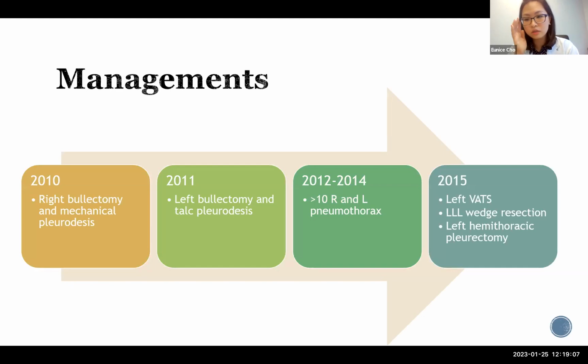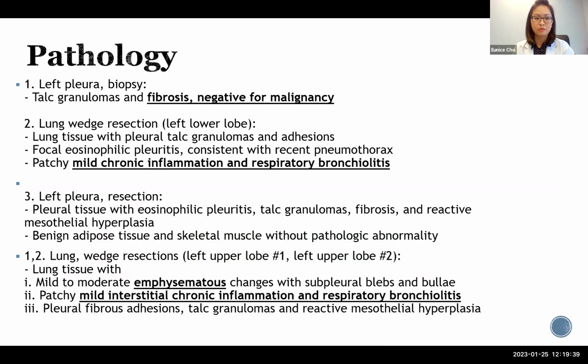Just to let you know what was done in the background before she came to see me: she was seen by thoracic surgery. She had a right bullectomy done and mechanical pleurodesis, and then a left bullectomy the following year with talc pleurodesis. She's had multiple recurrent right and left pneumothoraces, and she also had a left video-assisted thoracic surgery with resection. So a lot of things were done to her chest from a thoracic surgery perspective.